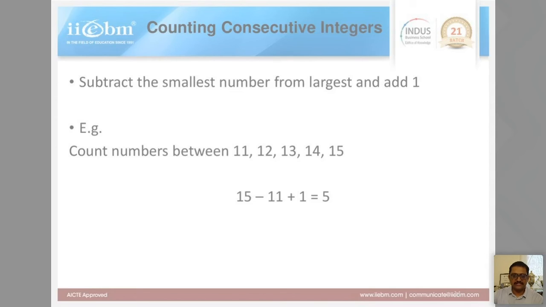So 1, 2, 3, 4, 5, 6, 7, 8, and 9. This is how we can calculate. This is how we can count the numbers in between the range. So I want to calculate the numbers between 11 and 750. So 750 minus 11 plus 1 will give me the numbers in between that range.